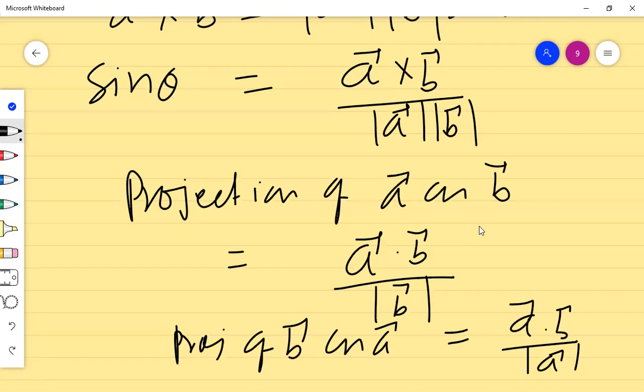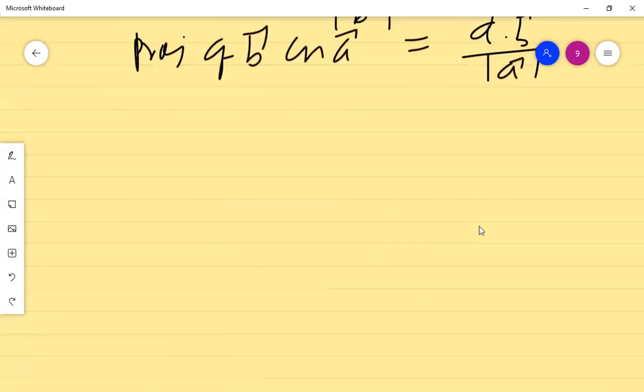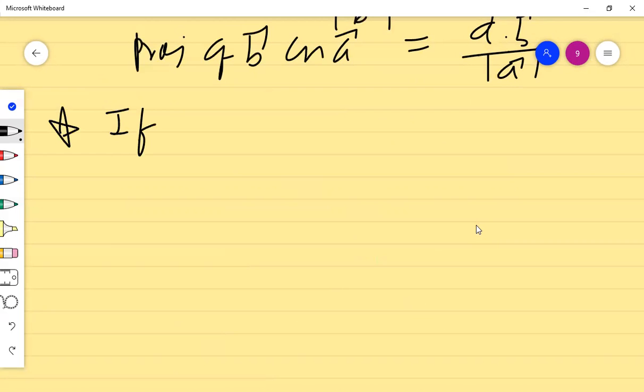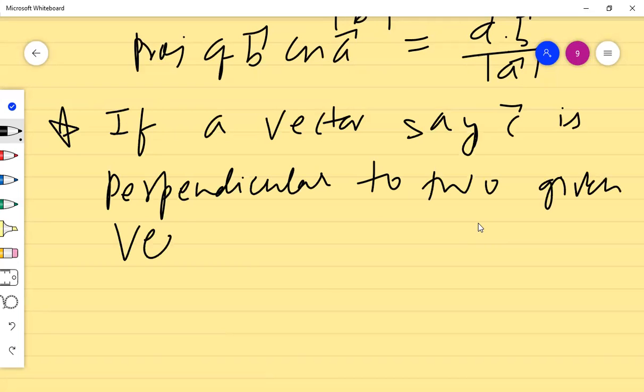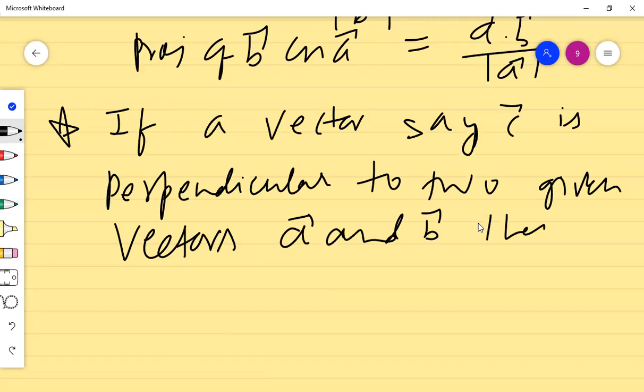One more thing. If a vector, say C vector, is perpendicular to given vectors A and B, then C vector is the cross product of A and B. Okay?